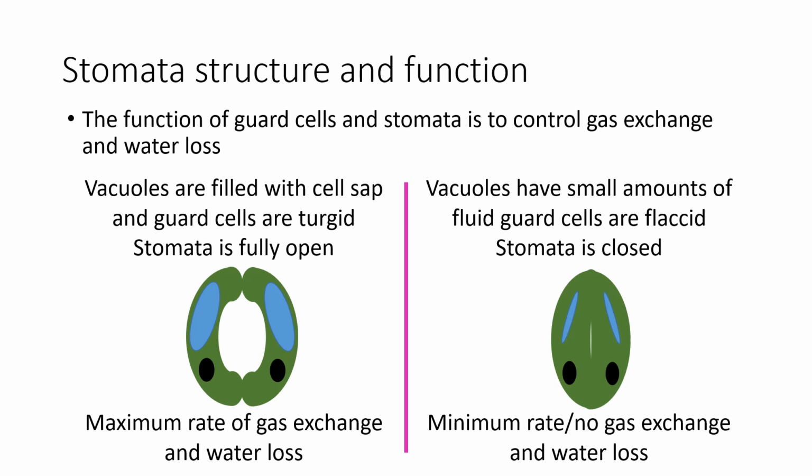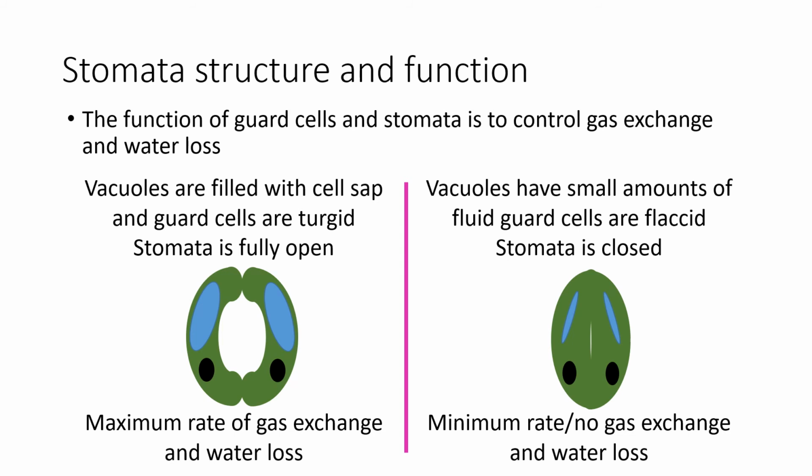That means we have the maximum rate of gas exchange, but we also have the maximum rate of water loss out of the stomata. In terms of the other environmental condition, it is when we have limited water. It doesn't have to be no water, just limited water. If we have limited water, then the vacuoles are not anywhere near as filled, and you can see they're quite empty. As a consequence, we have what we call flaccid cells.